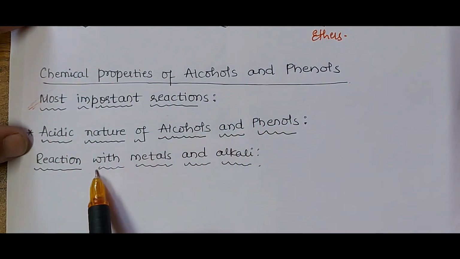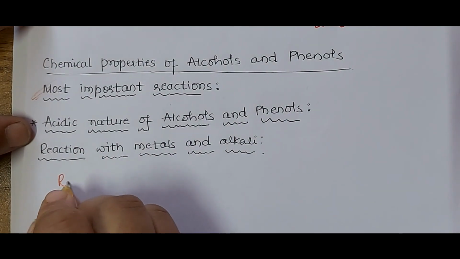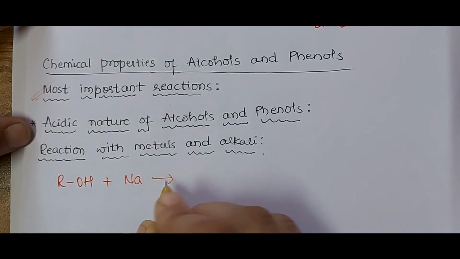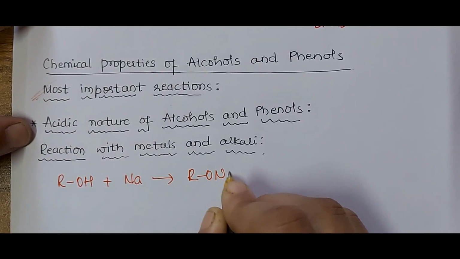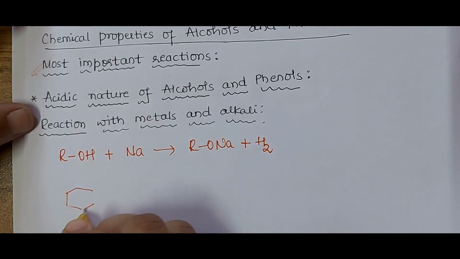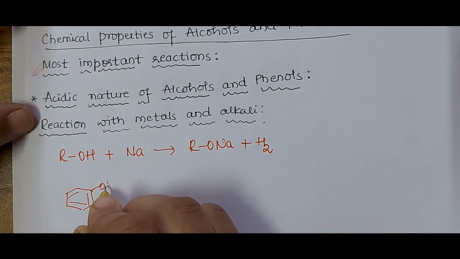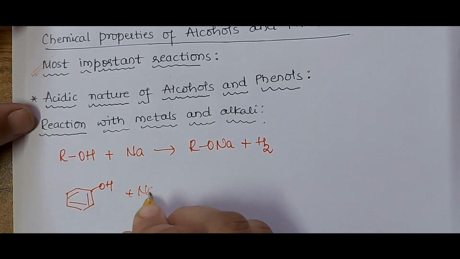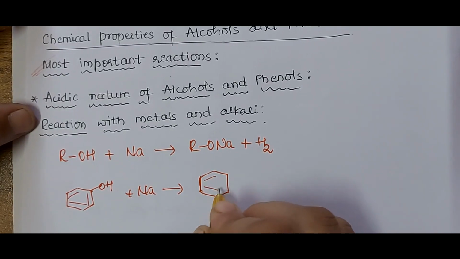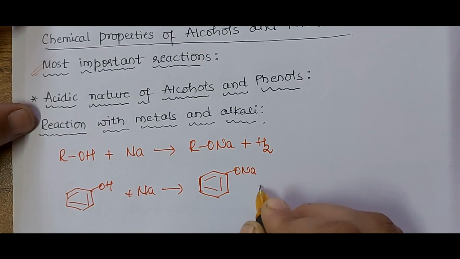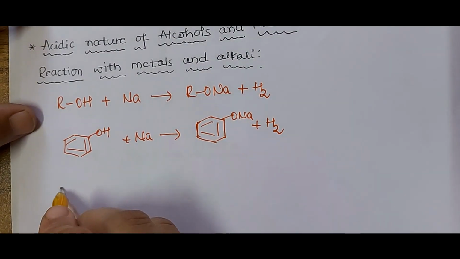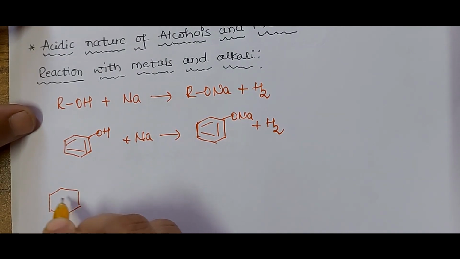First is acidic nature of alcohol and phenol. Its reaction with metals we'll consider. It is similar to the reaction of any acid with metal, which liberates hydrogen gas. So when alcohol reacts with sodium, it forms a salt and liberates hydrogen gas. Similarly, whenever phenol also reacts with sodium metal, it results in the formation of a salt and liberates hydrogen gas.